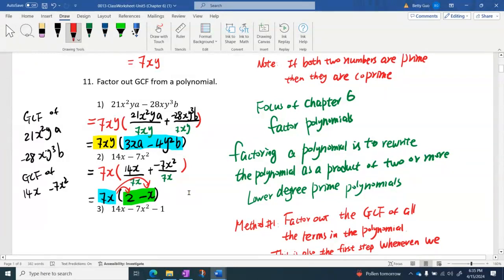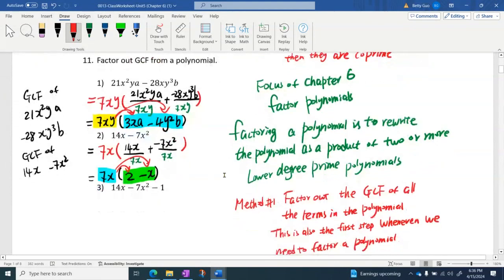We need not only the factorization to be correct, we also need the factorization to be complete. Means that you are through. You cannot go further. The factorization cannot go further. Same with number 1 earlier. We can double check by multiplying the yellow monomial with each term in the blue binomial to see if we have the original given binomial.